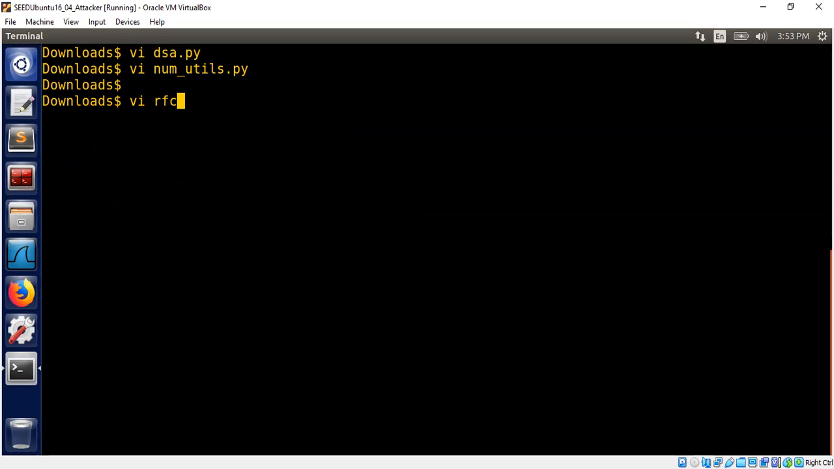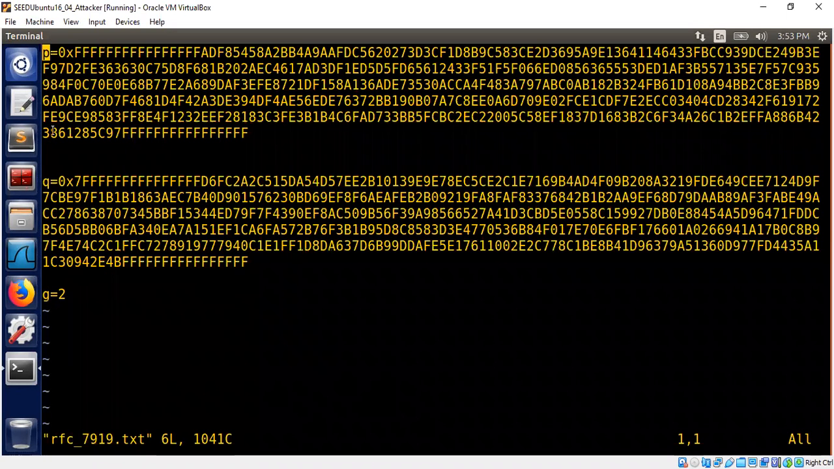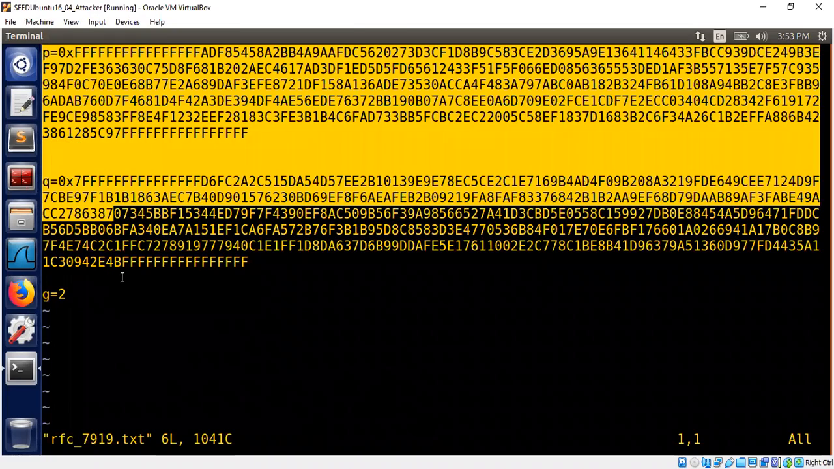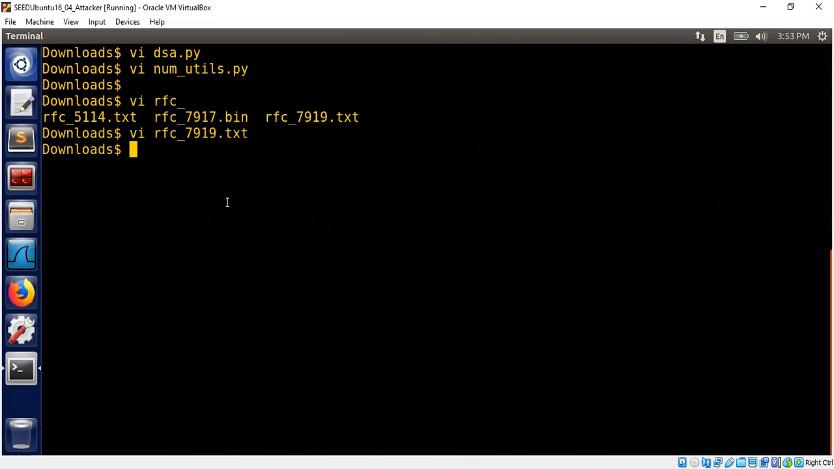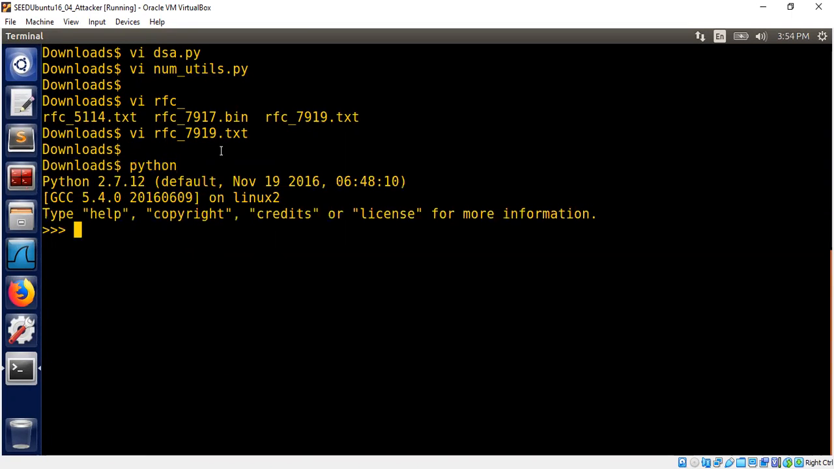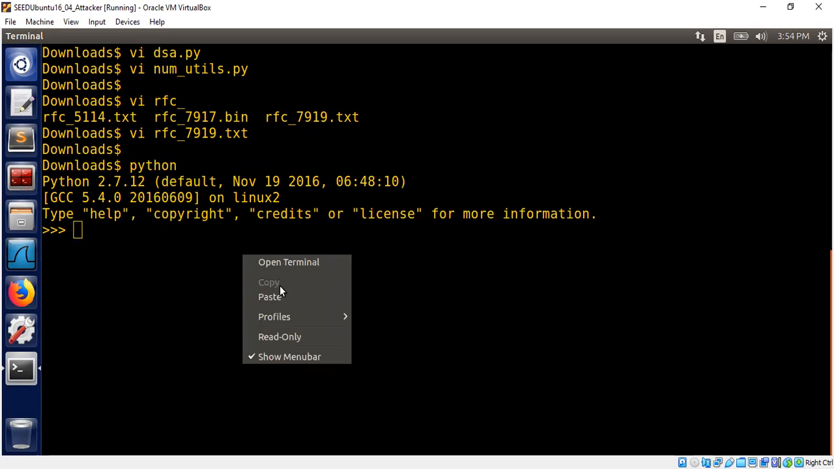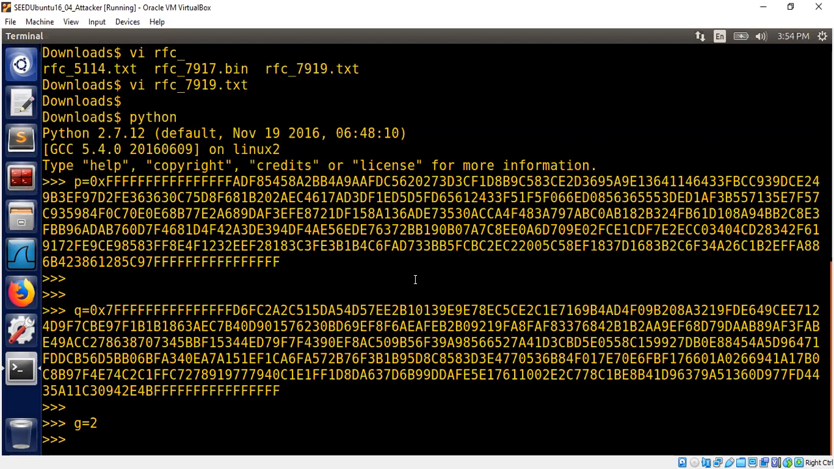So I'll be using the RFC, for example. You need to be careful which RFC to use and group parameters and so on. But for the proof of concept, I'm going to select this particular PQG, which is published online, from RFC standard 7919. Let's get into the Python shell and quickly do the demo. So we have all the public parameters: the group parameters P, Q, and G. We talked about all those in the previous segment.